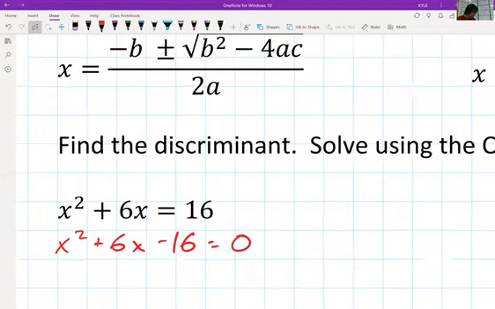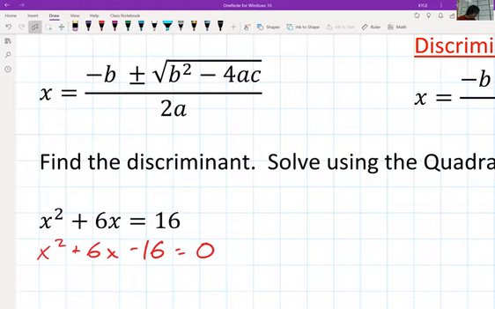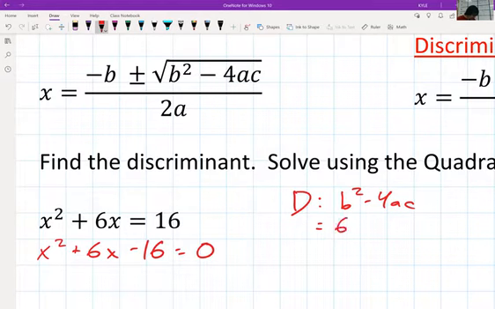So now's the part where we find the discriminant. I'm just going to label my work saying D. It's that inside the radical part we said, so b squared minus 4ac. b was 6, so 6 squared minus 4 times a was 1 times c was negative 16, 36, and then it looks like it's going to be a plus.